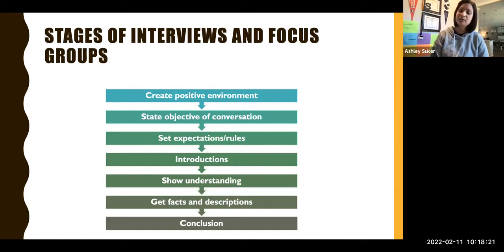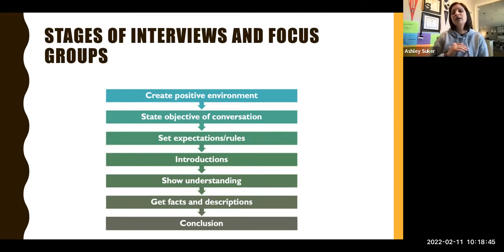You need to set the expectations or rules. So we will wait for people to raise their hands, only one person talking at a time, whatever those expectations are, and also give them a time limit so they understand. Then you'll go through a sort of introduction phase. You might do an icebreaker question, some kind of introduction, so people have a better idea of who they are working with.